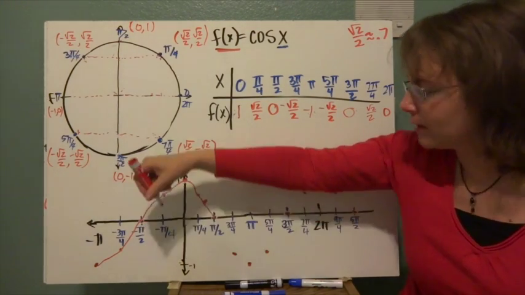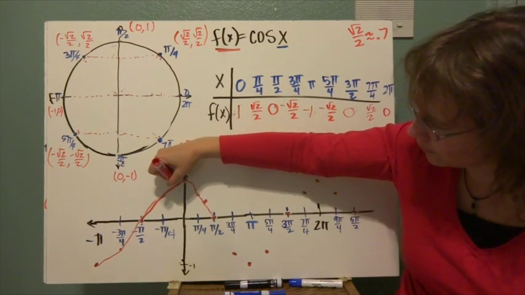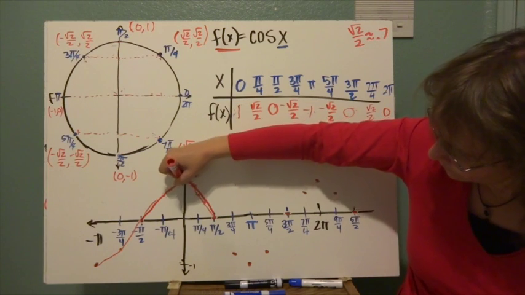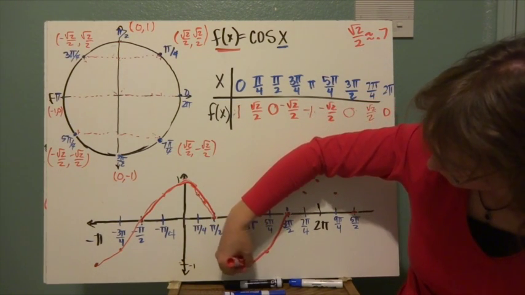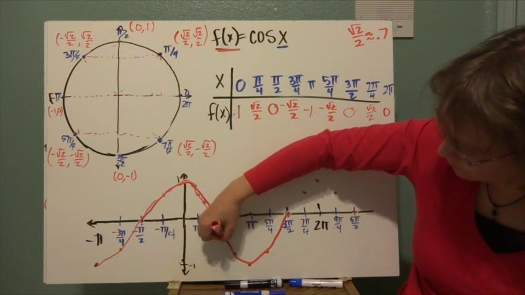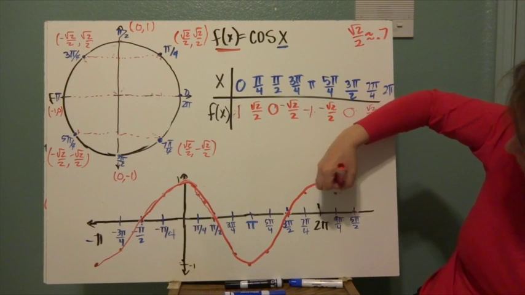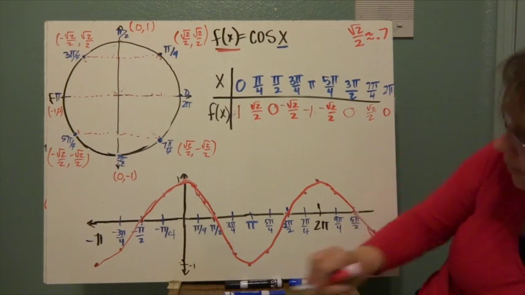This is really ugly looking. It should be much smoother than that. Let me see what I can do to smooth that out a bit. And if you plugged in more values for your radian measure, you'd have more points to connect. And it's going to continue on.